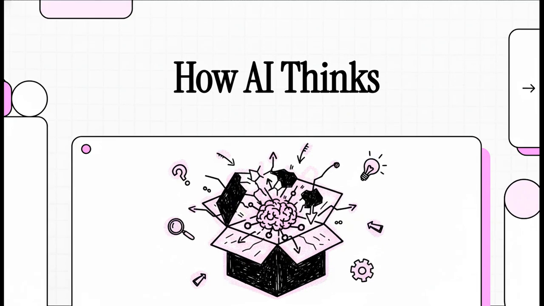Welcome to The Explainer. We hear this term all the time, right? The AI black box, this mysterious place where decisions just happen. Well, today we're going to crack that thing wide open and see how a machine really thinks.